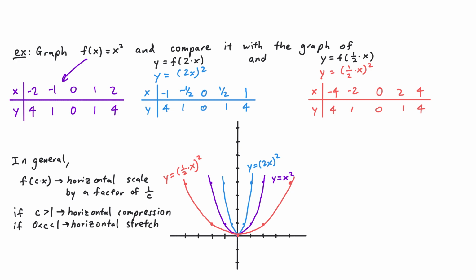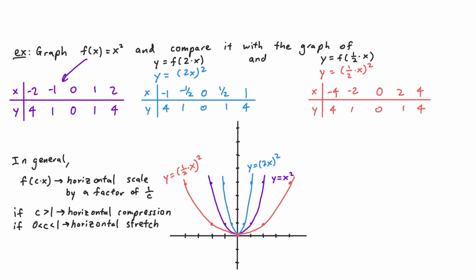So from our examples here, we've observed the following. When we replace the original input x with c times x, this leads to a horizontal scale by a factor of the reciprocal 1/c. And what this means in terms of our graph is that you take all of the points in your original graph and you multiply all of the x-coordinates by 1/c. Because of this reciprocal effect, when c is greater than 1, what we have is a horizontal compression. And when c is a number between 0 and 1, we have a horizontal stretch.